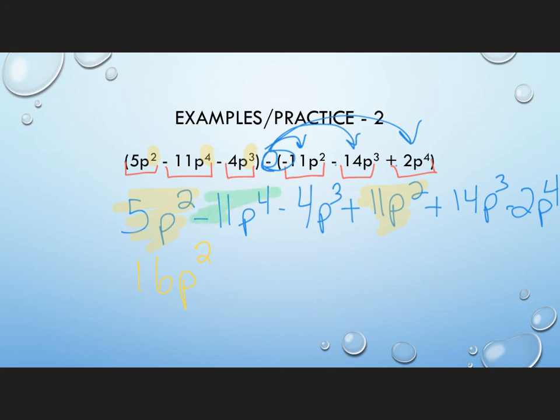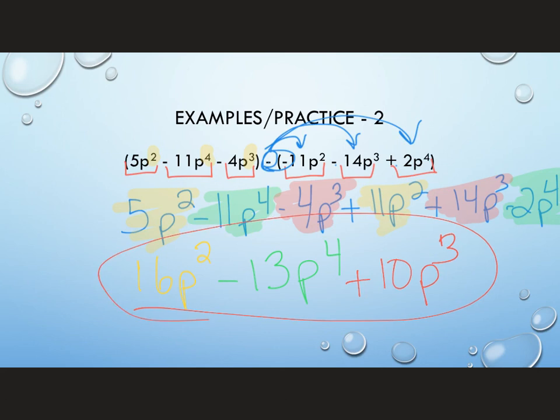Next, negative, because remember this negative goes with the 11p to the fourth, and negative 2p to the fourth becomes negative 13p to the fourth. Finally, I'll do this one in red, negative 4p to the third and positive 14p to the third gives me positive 10p to the third. So this ends up being my final expression.